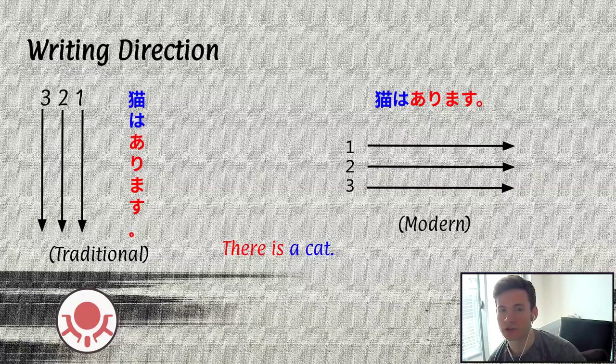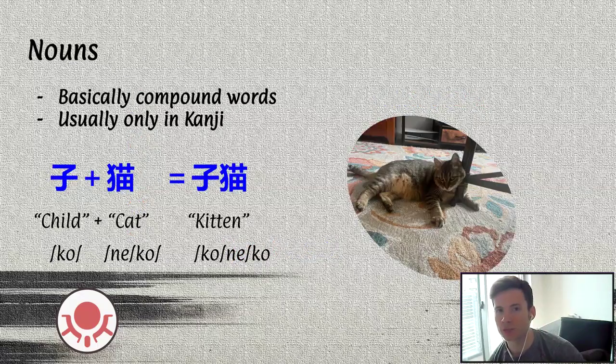In both cases, we see the same sentence, neko wa arimasu. There is a cat, written in the traditional form from top to bottom and the more modern method from left to right. Let's talk about nouns, and specifically how different nouns come together to form compound words. I talked about previously how different kanji represent different basal characteristics, and the combination of different kanji can represent new words or ideas. For instance, we've seen many times now the word neko, meaning cat. But if I also include the kanji ko, meaning child, I can have the word ko neko, or child cat.